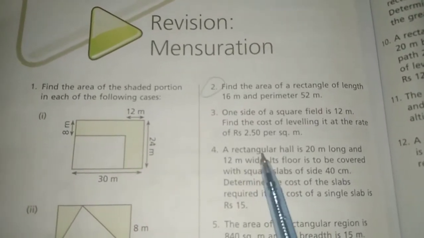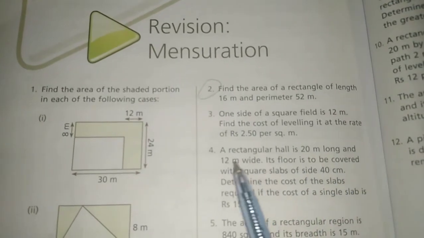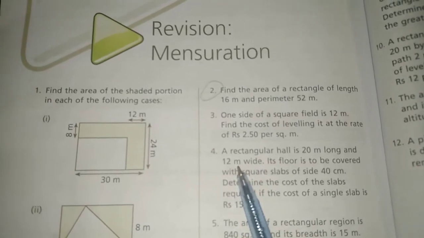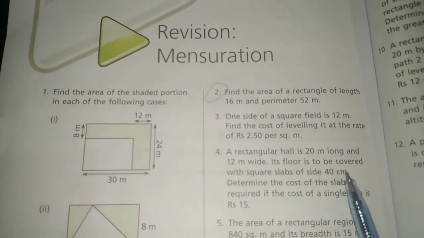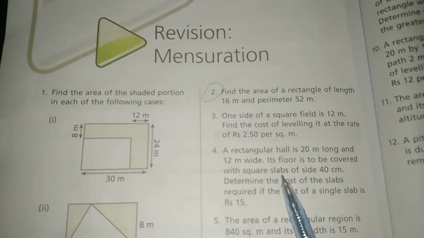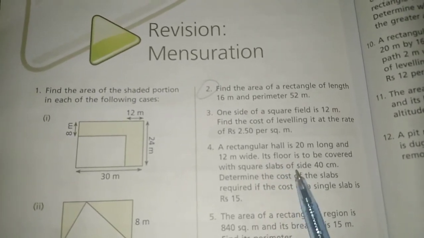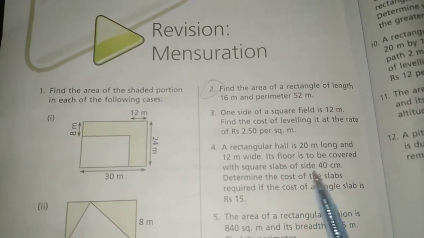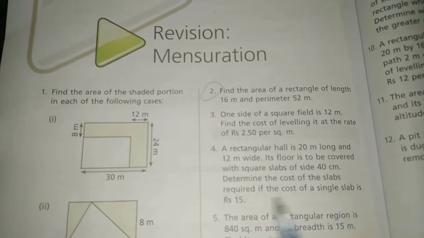Question number 4. A rectangular hall is 20 meter long, length is equal to 20 meter, and 12 meter wide, breadth is equal to 12 meter. Its floor is to be covered with square slabs of side 40 centimeter. We have to cover the whole rectangular hall with the square slab, so we have to find the area of the rectangular hall, and the length of the slab is given, so we have to find the area of the square slab. Determine the cost of the slab required if the cost of a single slab is rupees 15.